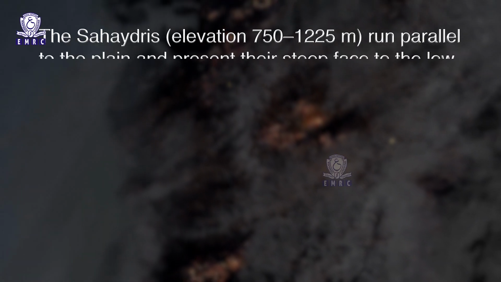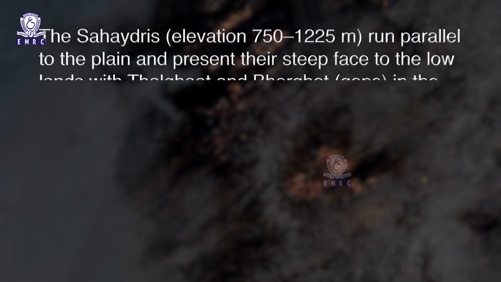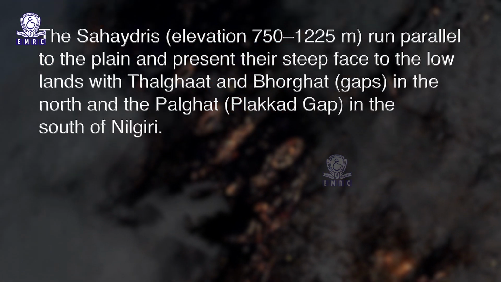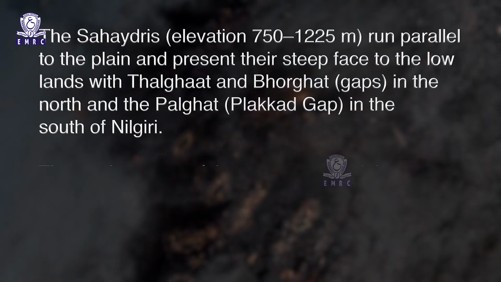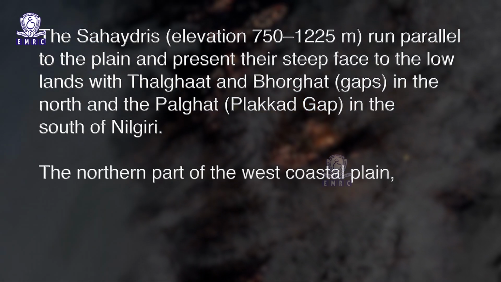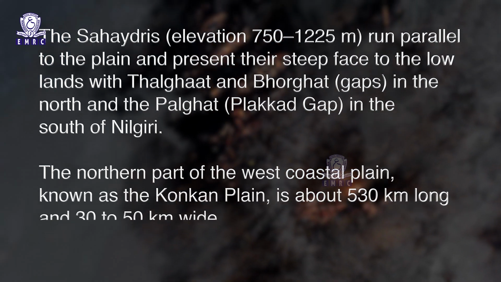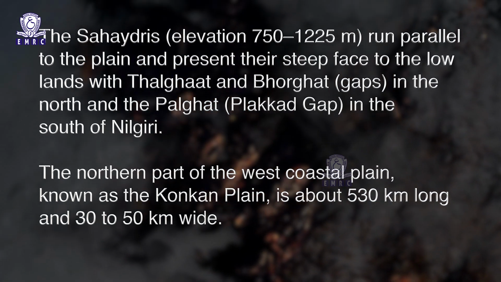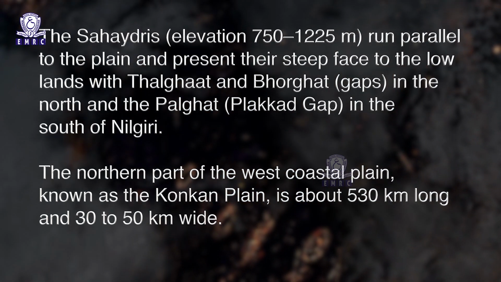The Sahyadris, which have an elevation of 750 to 1225 meters, run parallel to the plain and present a steep face to the lowlands, with the Thalghat and the Bhorghat in the north and the Palghat, the Palakkad Gap, in the south of Nilgiri. The northern part of the West Coastal Plain, known as the Konkan Plain, is about 530 kilometers long and 30 to 50 kilometers wide. Southward is the Karnataka Coastal Plain, which is about 525 kilometers long and 8 to 25 kilometers wide. It is the narrowest part of the West Coastal Plain.